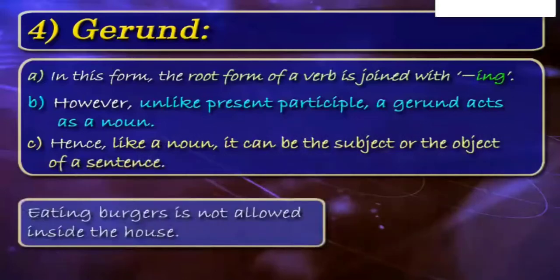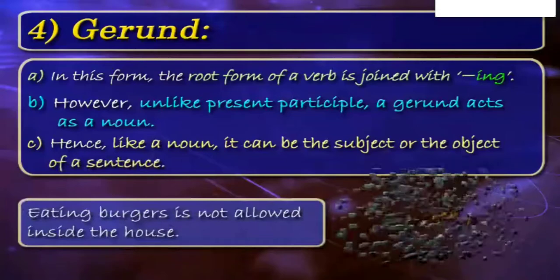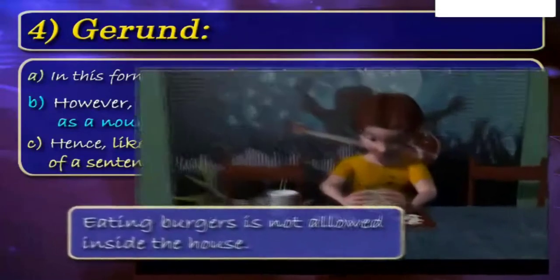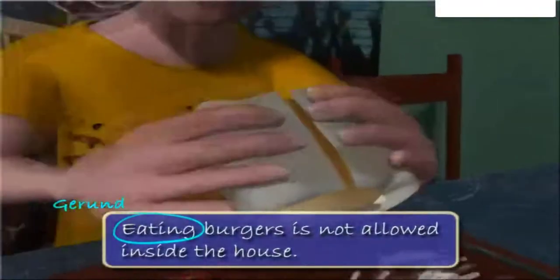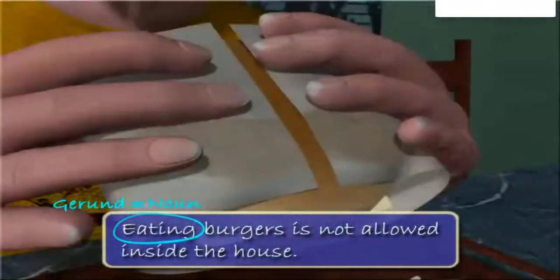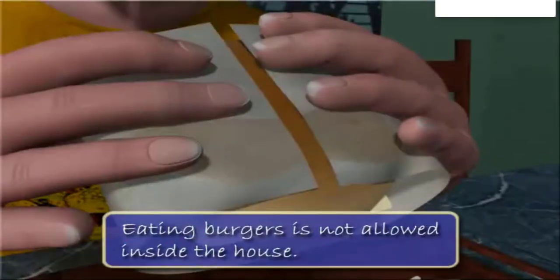Eating burgers is not allowed inside the house. Here, the gerund eating is working as a noun. Ask the question, what is not allowed? And you get the answer, eating burgers. Here, eating burgers is acting as a subject of the sentence.